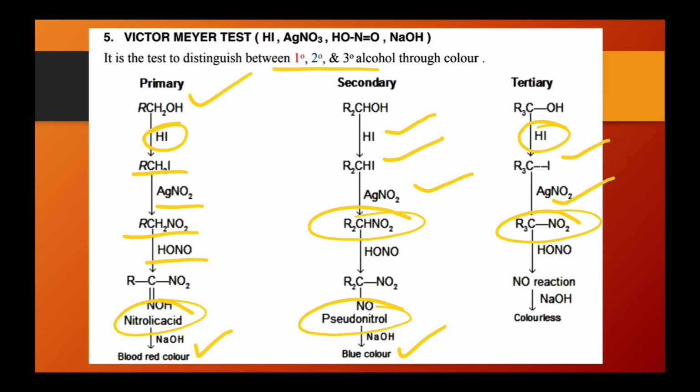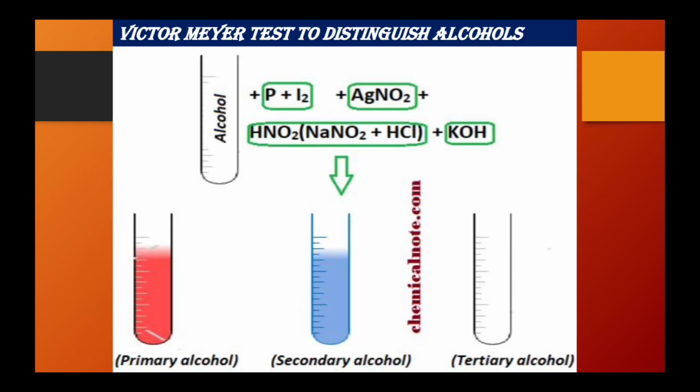So by using the Victor Meyer test, we can distinguish between primary, secondary and tertiary alcohols. Primary alcohols give blood red color, secondary alcohol gives blue color, and tertiary alcohol forms colorless compounds. So this is the Victor Meyer test, identified by the coloration: blood red, blue and colorless.